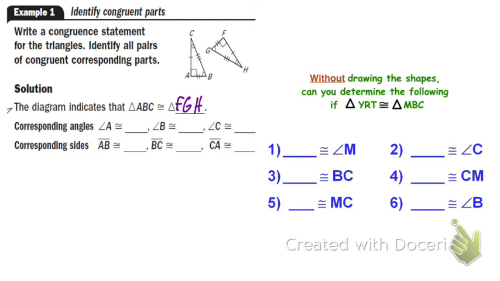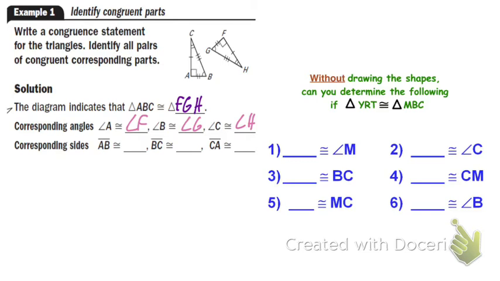Anna, angle A is congruent to what angle? F. Awesome, angle A is congruent to angle F, okay? Levi, angle B is congruent to what angle? Awesome, okay? And then angle C is congruent to what angle, Seth? H. Very good. It's angle H, okay?